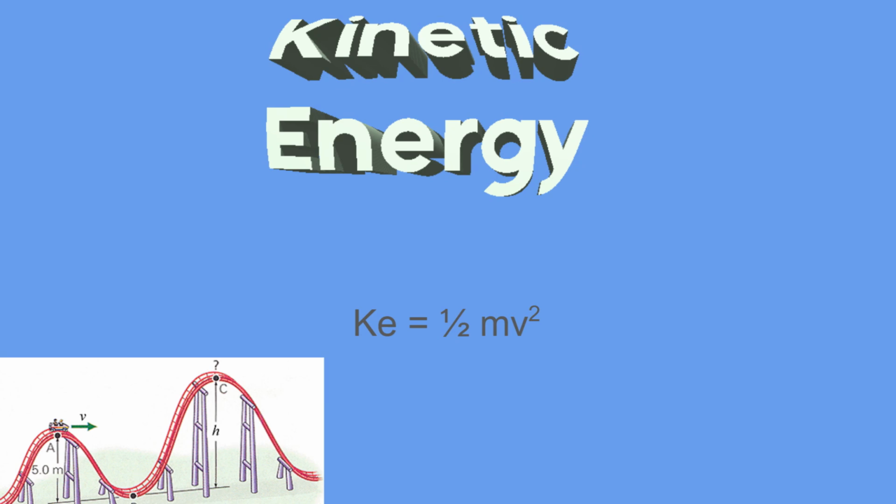Kinetic energy is a type of energy, so it has the unit joules. Kinetic energy is the energy of motion. To find kinetic energy, one must use the formula 1/2 mass times velocity squared. On the roller coaster diagram, you can see that the most kinetic energy would be at the bottom, where it is going the fastest, because kinetic energy is the energy of motion.